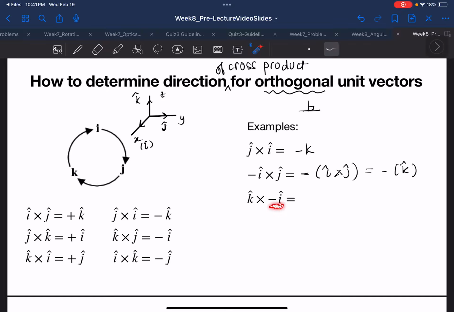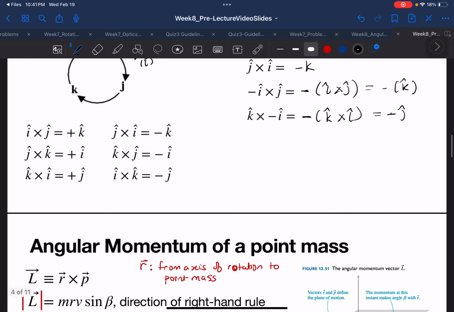So even if just one of the vectors is negative, that minus sign can still be taken out. So K hat cross I hat with the minus sign on the outside. Well, K cross I goes with the cycle, so the answer is J. But since there's this additional minus sign on the outside, it's negative J hat. And we'll practice this in the homework and examples in class.